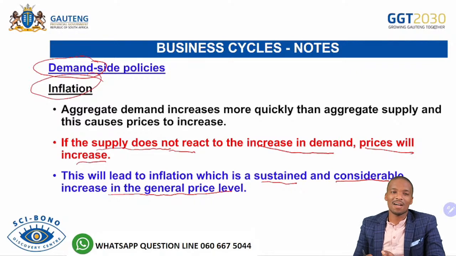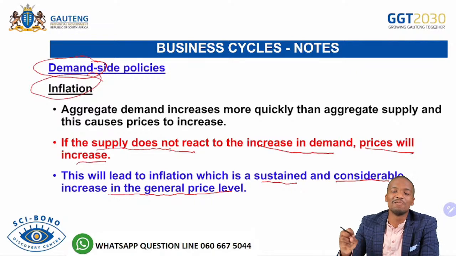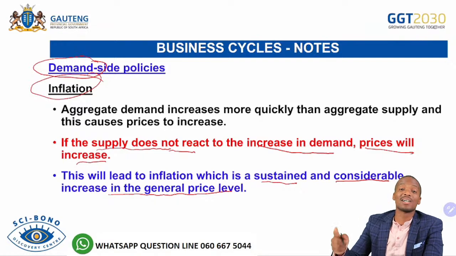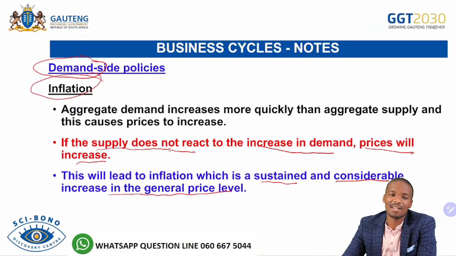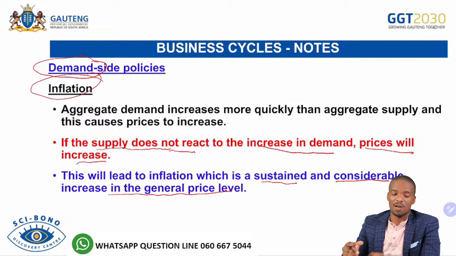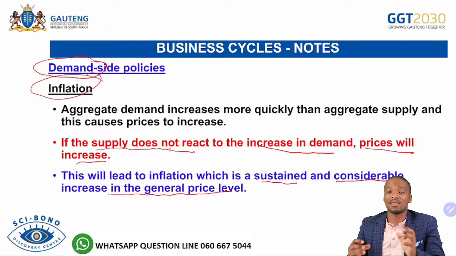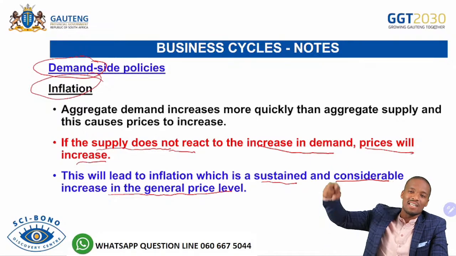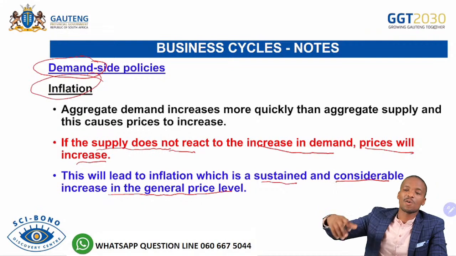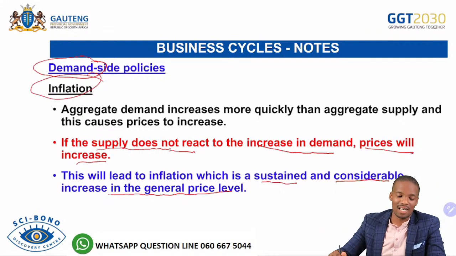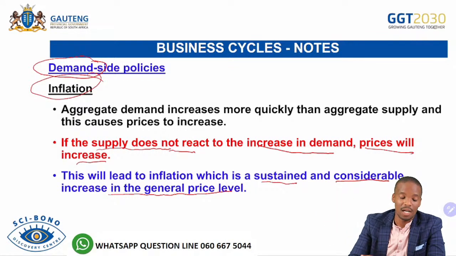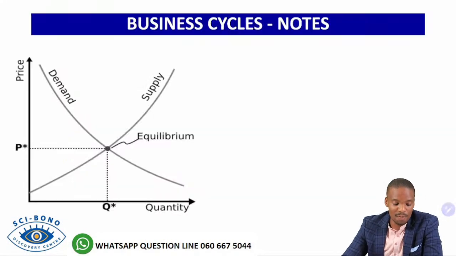For the supplier to limit the demand, they've got no choice but to increase the price of bread up until where supply is equal to demand. But if it has not reached that point, the prices will keep on increasing. The prices will keep on increasing because there is an increase in demand, and that on its own leads to inflation. That is the demand side policies.